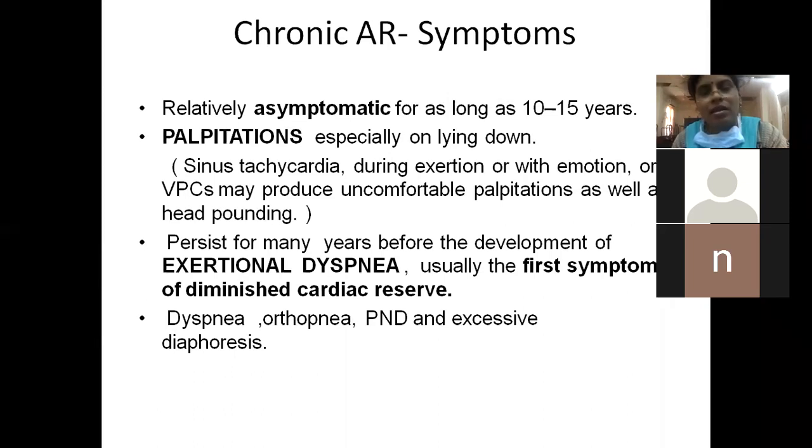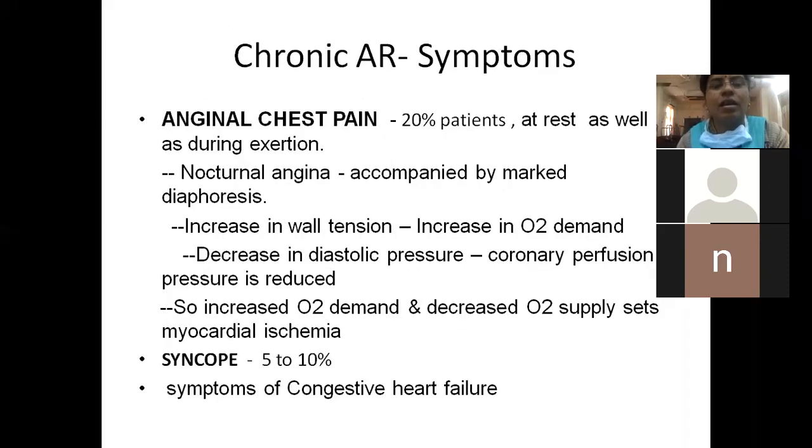So they may persist before the development of symptoms of aortic regurgitation. The earliest symptom of aortic regurgitation is exertional dyspnea, when there is diminished cardiac function or left ventricular systolic dysfunction. After that, the patient develops orthopnea, PND and excessive diaphoresis. These are the initial manifestations. The second manifestation is anginal chest pain. 20% of the patients present with anginal chest pain rather than dyspnea. It may be pain during rest or during exertion.